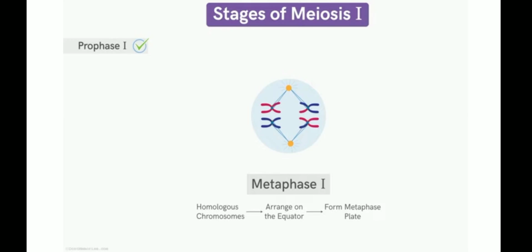Now prophase 1 is over. I told you prophase 1 is of longer duration. That is, it takes a longer time. It undergoes different stages. What are they? Leptotene, zygotene, pachytene, diplotene and diakinesis. Next, coming to metaphase 1.